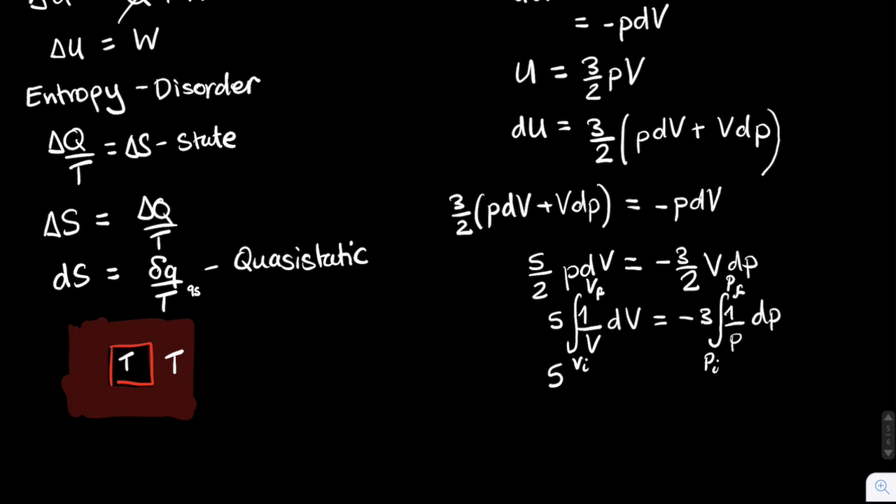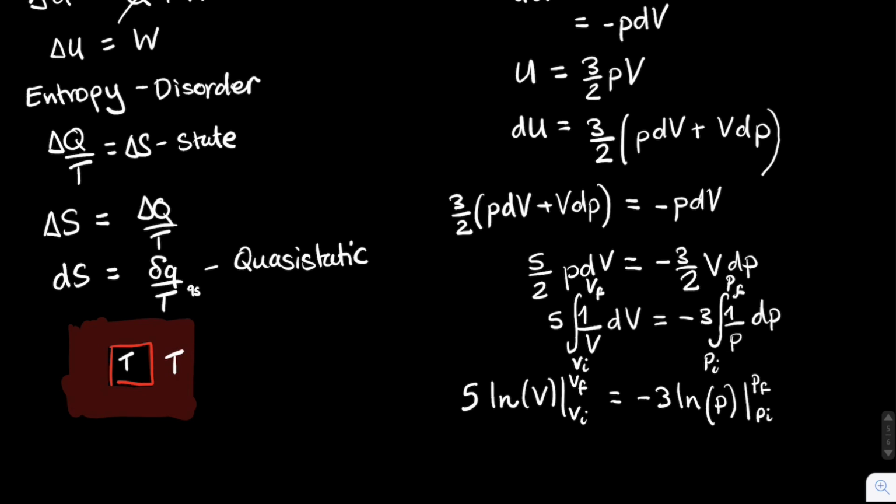Integral of 1 over V, well, let's write that 5 underneath, we're going to get 5 multiplied by the log of V evaluated from V_i to V_f is equal to minus 3 times the log of P evaluated between P_i and P_f.